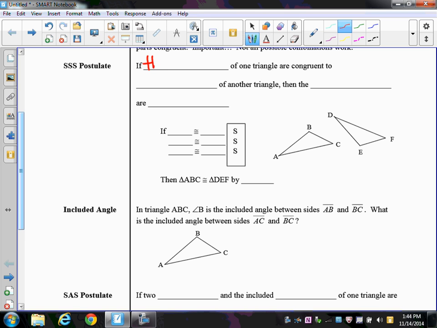This says if 3 sides of one triangle are congruent to 3 sides of another triangle, then the triangles are congruent. So if the triangles are congruent, that means that the angles that correspond with them are also congruent.